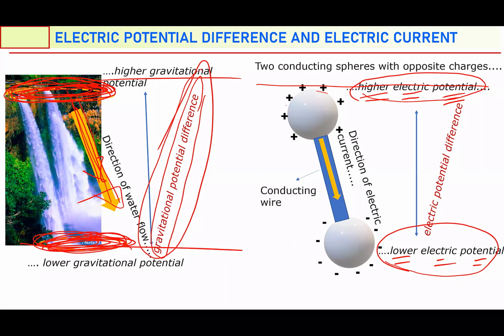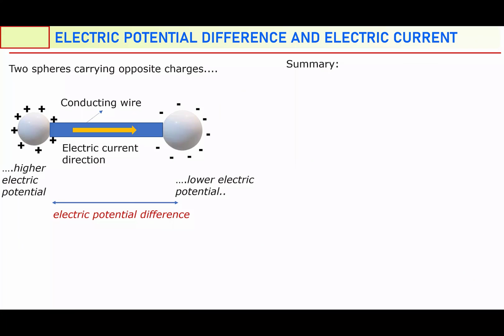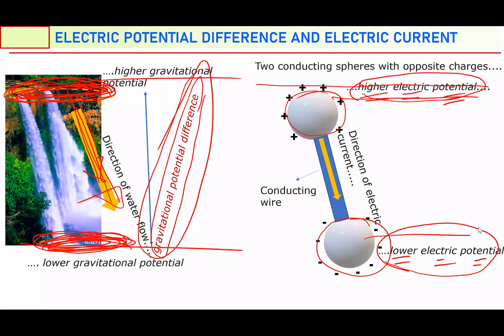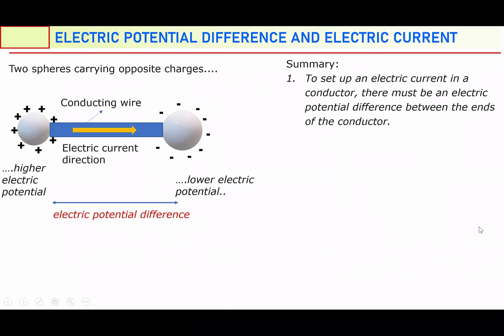One sphere here is positive, higher electric potential. The other sphere is negative, lower electric potential. So there is an electric potential difference between the spheres. And when there is an electric potential difference, electric current starts, just like water flow. So now I will continue on this basis. But we don't need one sphere to be above and the other below for electricity.